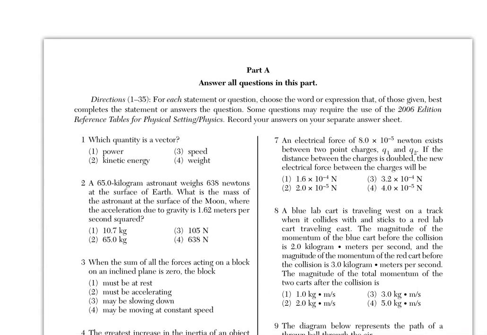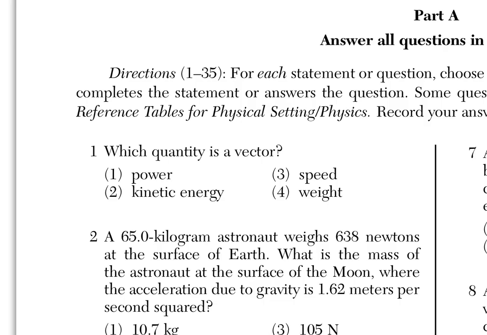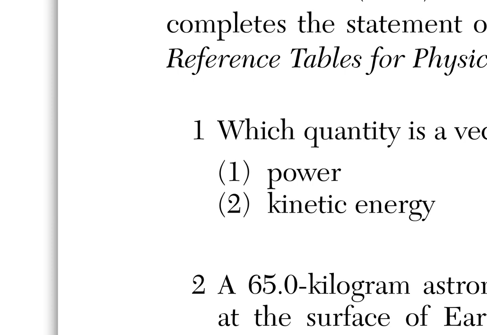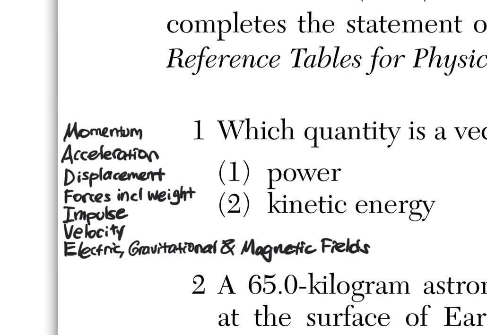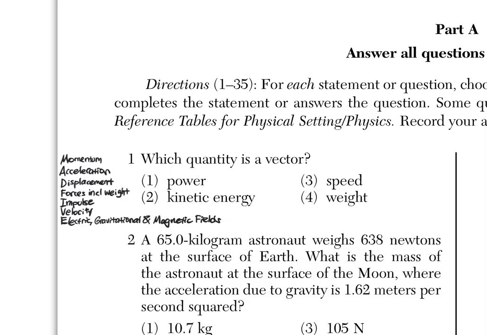So here's the first test in the Regents physics practice tests, the booklet from May 2023. So begin at the beginning. Vector. The vector mnemonic is MAD5. There's all the vectors. So scalar: all energy and work are scalar, speed is scalar, weight is the force due to gravity.